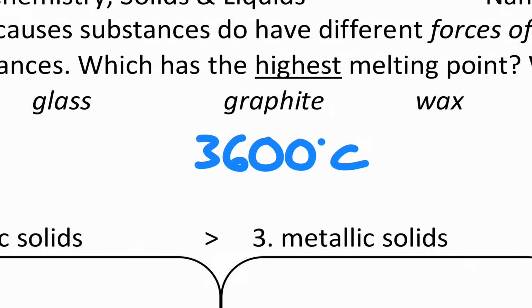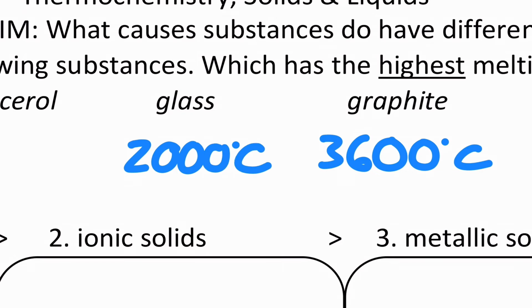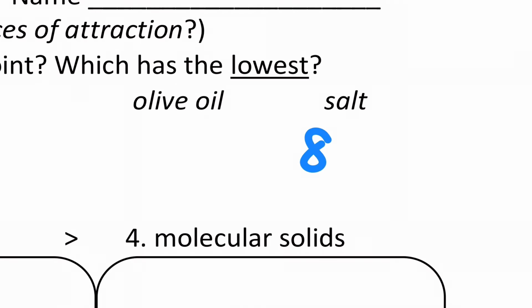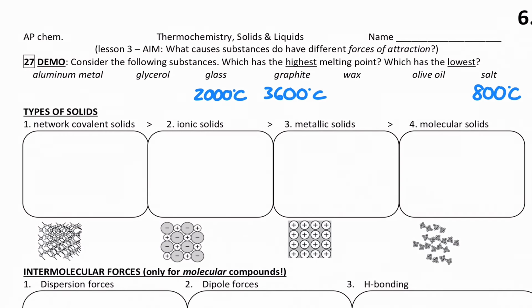If you're going down from that ranking and you're trying to find the ones that are next, after graphite we would hit the glass right next to it. That's at about 2,000 Celsius. And then we'll just keep going in that direction from high to low. Below the glass, we get to salt way over on the end. That's about 800 Celsius. And below that, we get to the aluminum metal. That's about 600 Celsius.